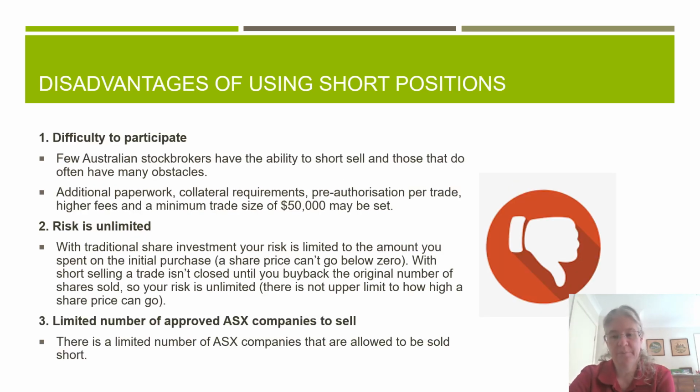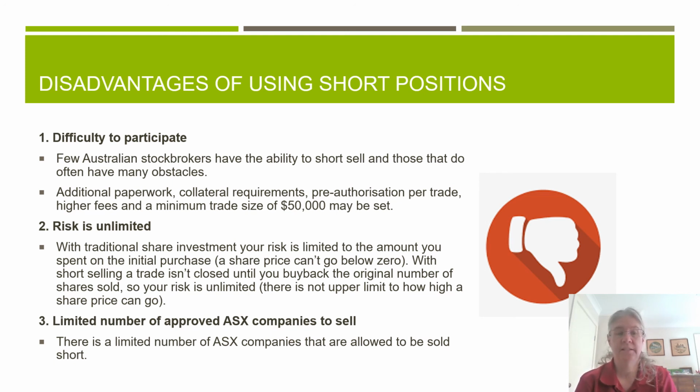Disadvantages: well, it's difficult to participate. So as ordinary investors, we really don't have the capacity to be able to do that. Few Australian stockbrokers have the ability to short sell, and those that do often have many obstacles: extra paperwork, collateral, pre-authorizations per trade, high fees, minimum trade size, for example, it might be $50,000 that they're expecting.